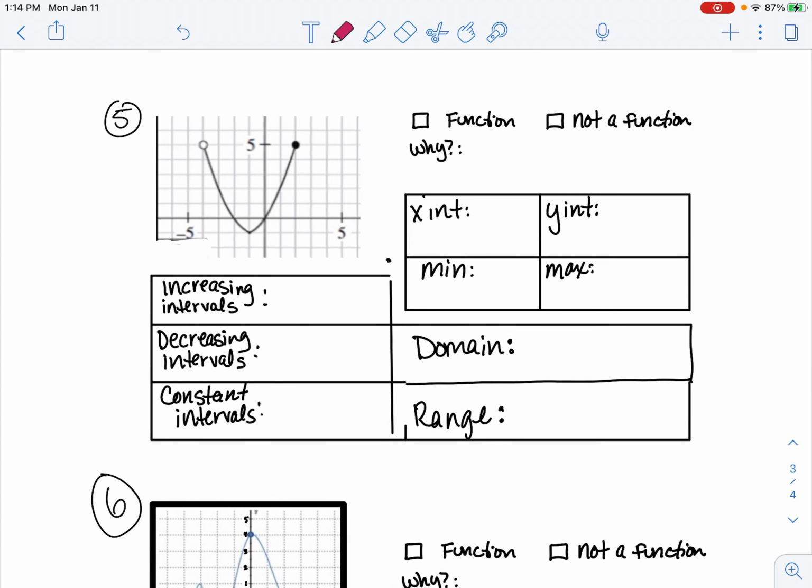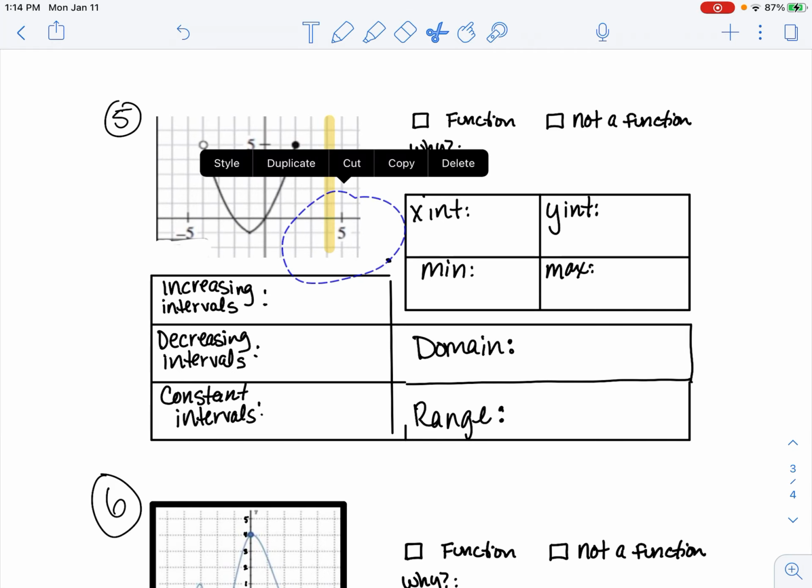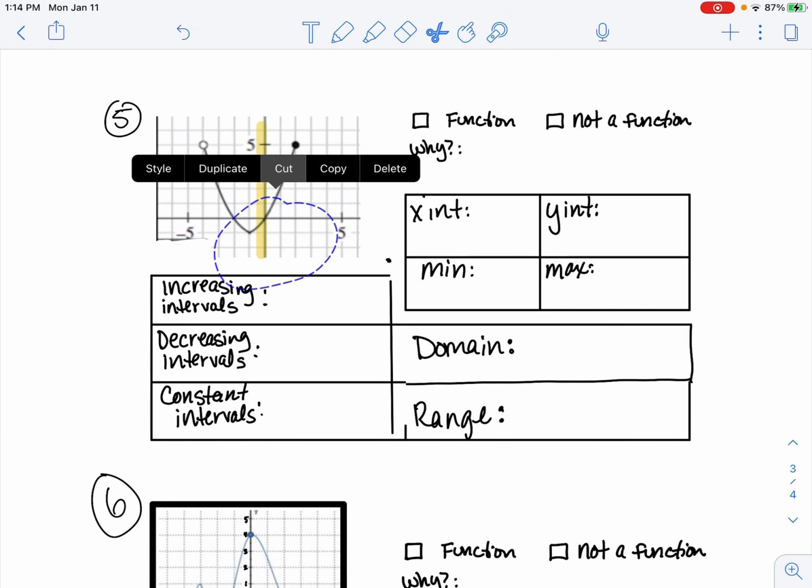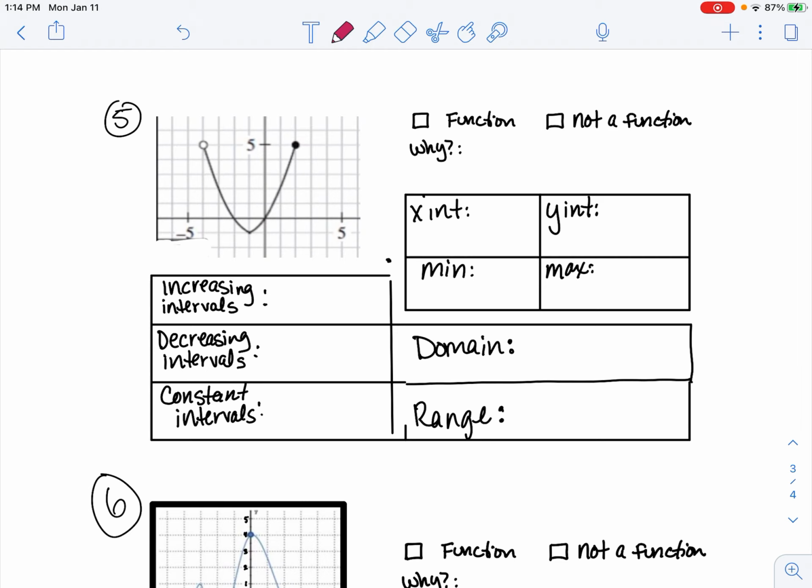All right, so problem 5, is it a function? We're going to start by doing our vertical line test and checking if it passes the vertical line test. It never touches twice. So yes, it's a function. It passes the VLT, the vertical line test.